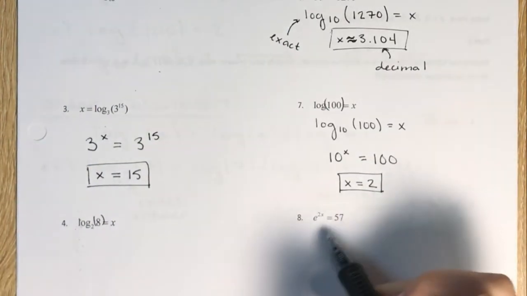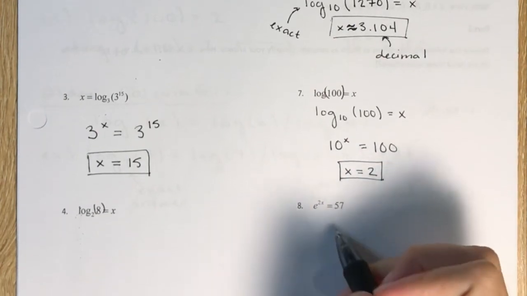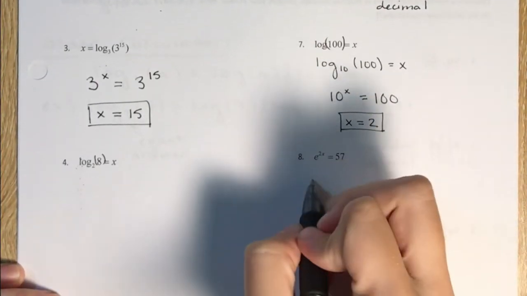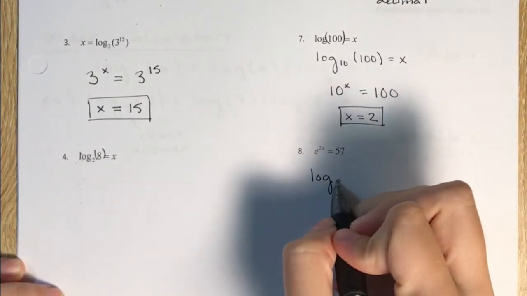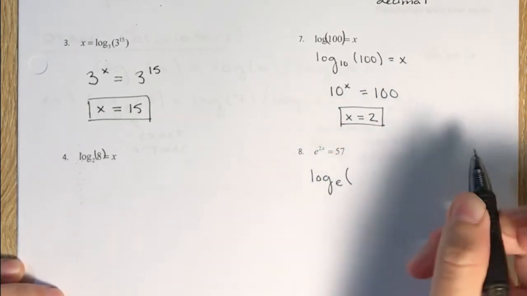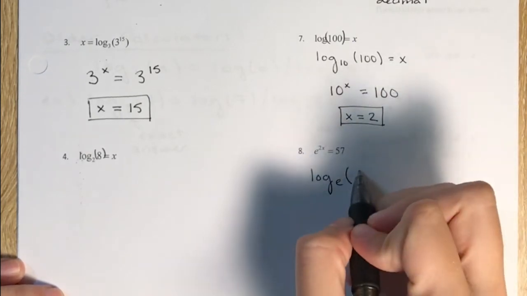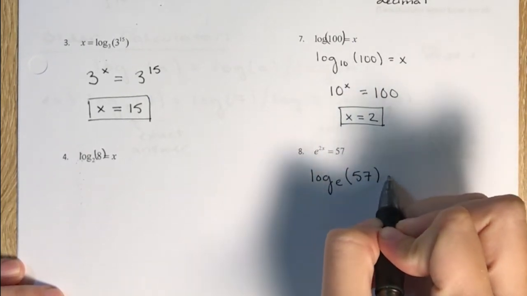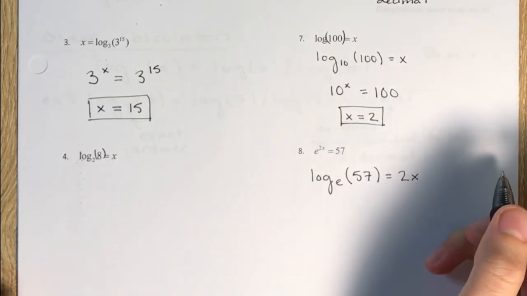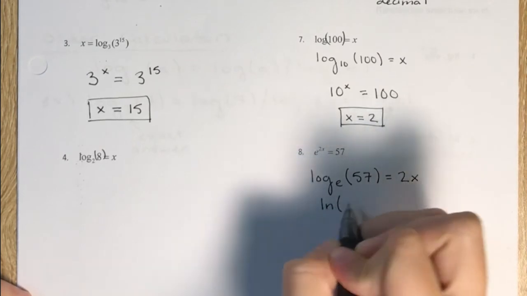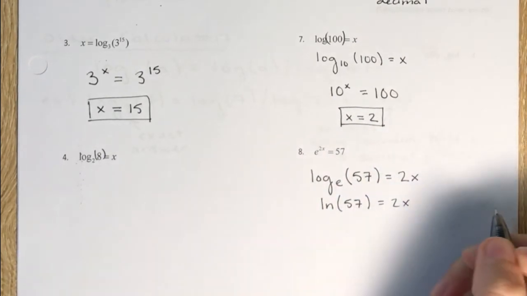Last but not least, let's look at this one. Let's say we had e to the 2x equals 57. This is in exponential form, so we want to put it in log form. Our base is going to be the base of the exponential, which was e. Our old input was 2x, our old output was 57, so our new input is 57, and our new output is 2x. If I wanted to, I could change this to say ln of 57 equals 2x. That's totally fine.